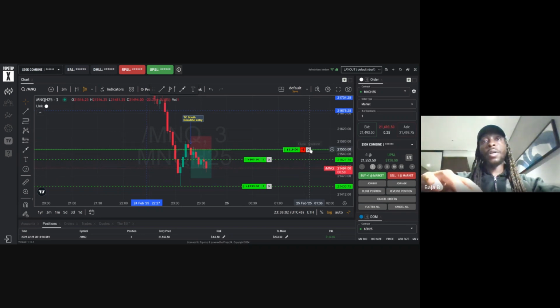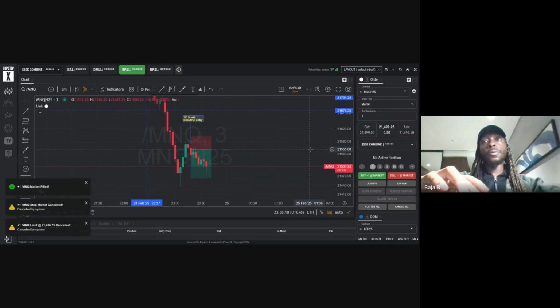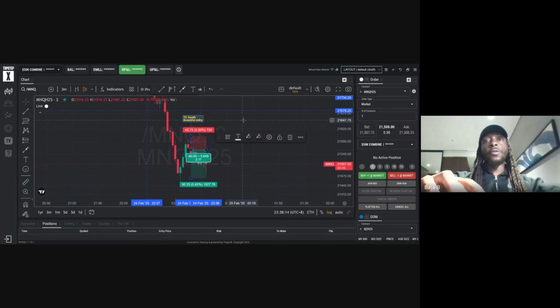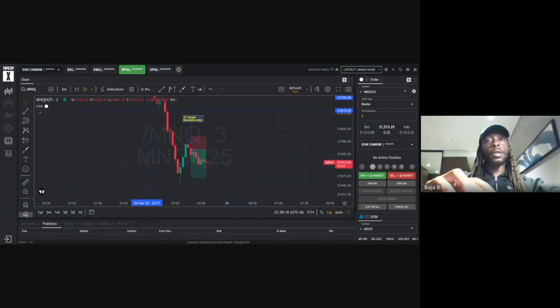See, that was about 2R though. That's why I said that. I want to collect about 2R on this. I don't want to go too heavy. So let's close out. Order filled. Just because 2.5 is a little bit of a far reach, and I don't like that. So let's collect that. Nice.